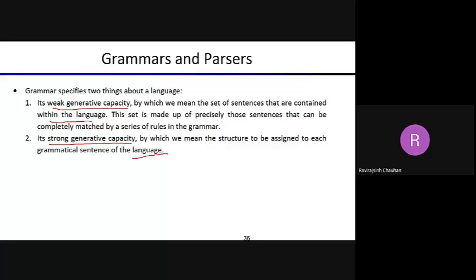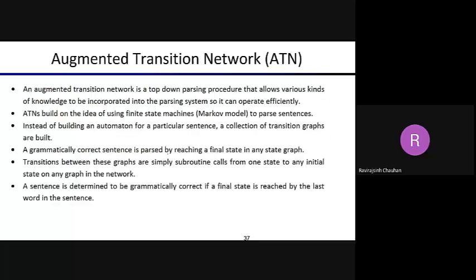Means we can say strong generative capacity is high. So from the grammar, we can understand the capacity of the language, right? Then we can use augmented transition network within syntactic analysis. This is one option, which I have actually explained to you. We are going to use top down parsing. In augmented transition network, we are going to use top down parsing.